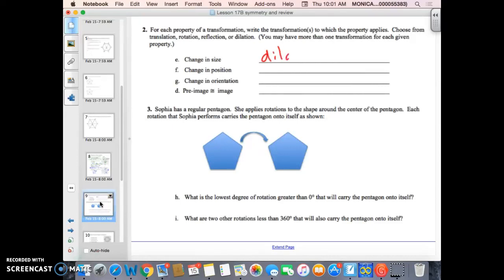Change in position. That means you're changing where it's located on the graph. The biggest one is a translation. But really, every single one of them changes the position of where it is on the graph.